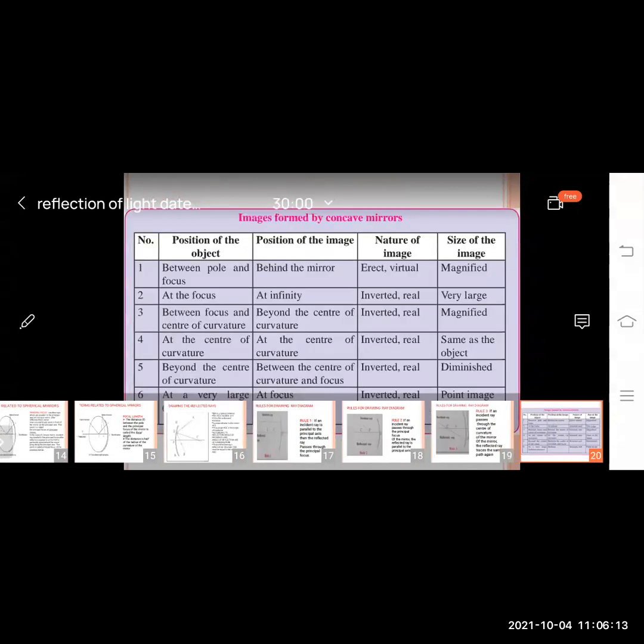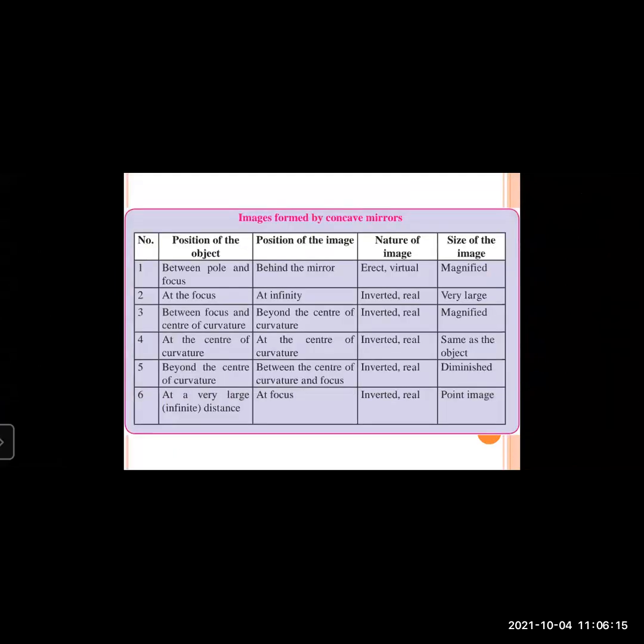Okay, on the basis of this, we had drawn all these images: position of the object, position of the image, nature of image, size of the image. Try to place these objects between the given positions, that is between the pole and focus. What you will get? The position of the image is behind the mirror. Nature of the image is erect and virtual. Size of the image is magnified.